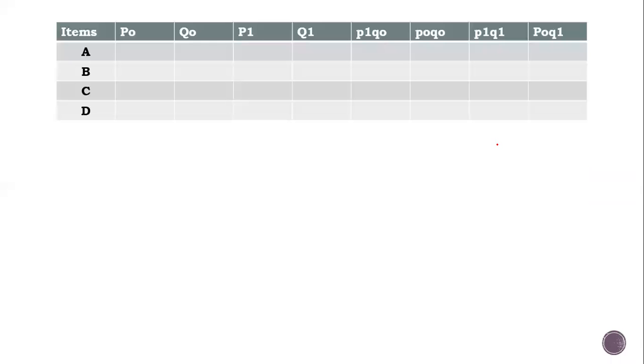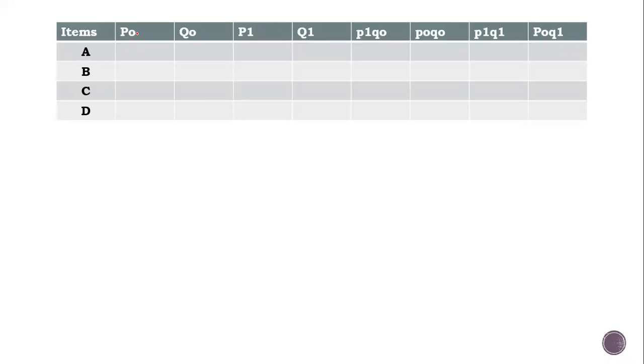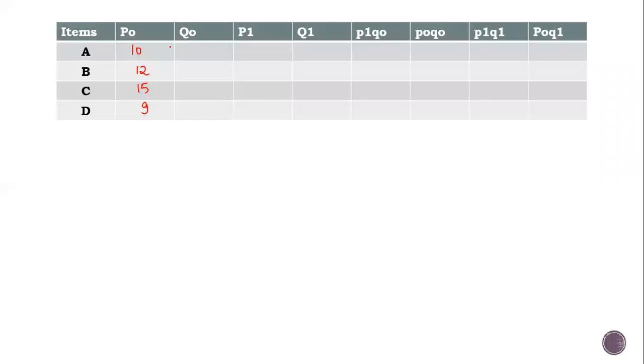So you have already calculated it. Okay, can you just tell me the prices, the price of the base year? Can you tell me the prices quickly? 10, 12, 15 and 9. Okay, quantity, you have found the quantity. Tell me the quantity of the base year. 15. Okay, 160, is it? 160.